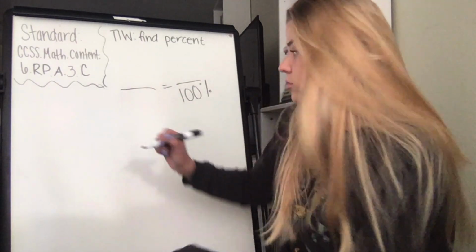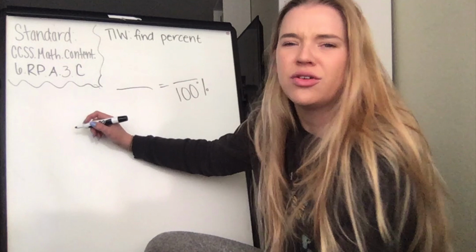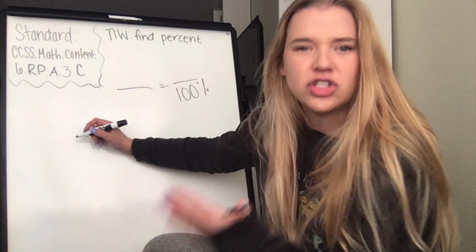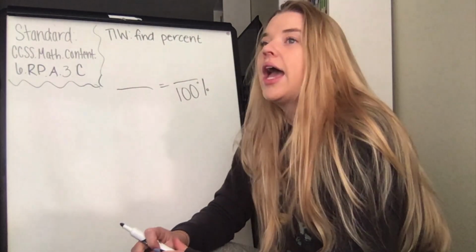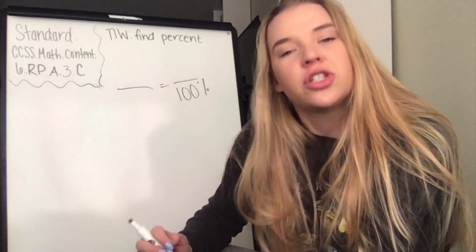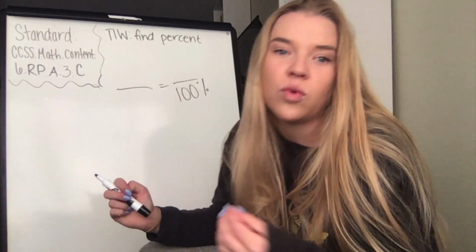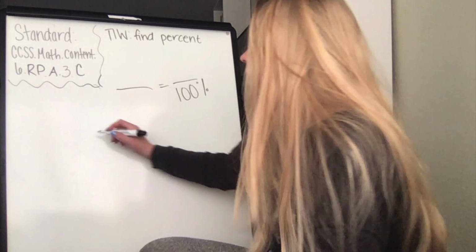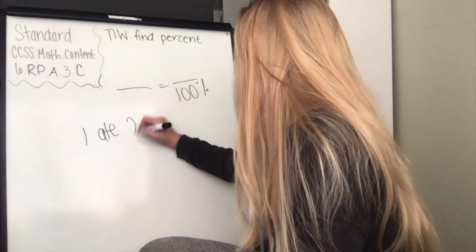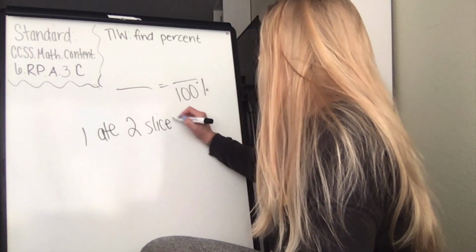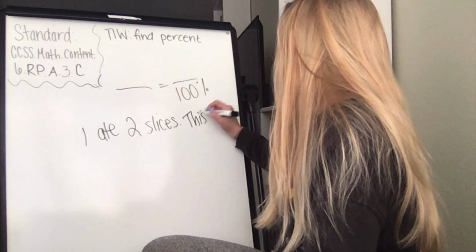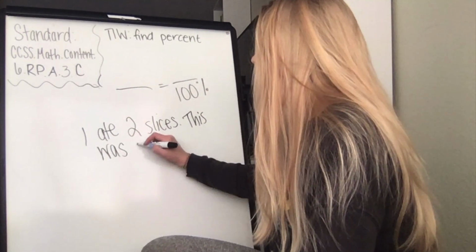Okay, I ate 2 slices of pizza. This was 20% of my pizza. Okay, so I ate 2 slices. This was 20% of the pizza.